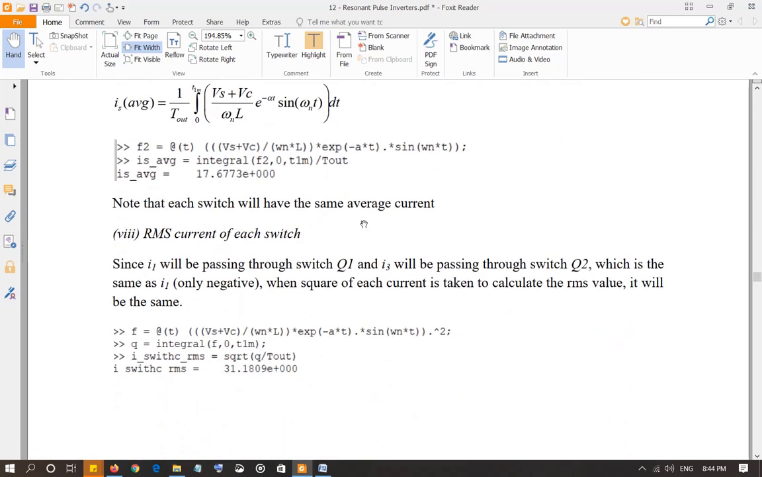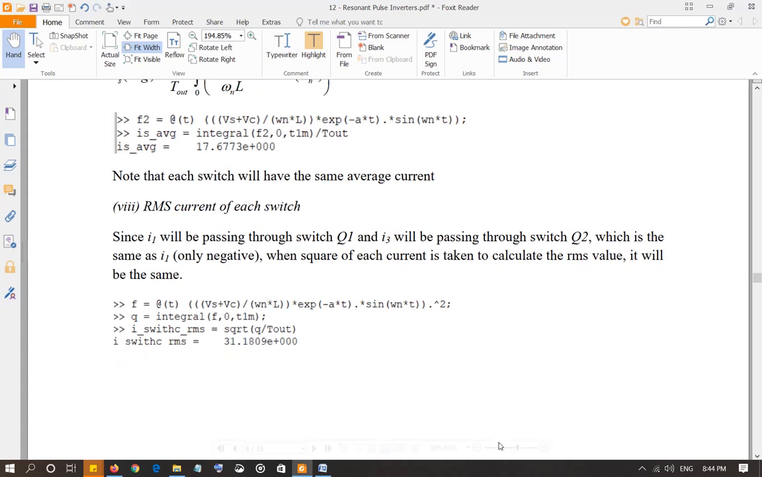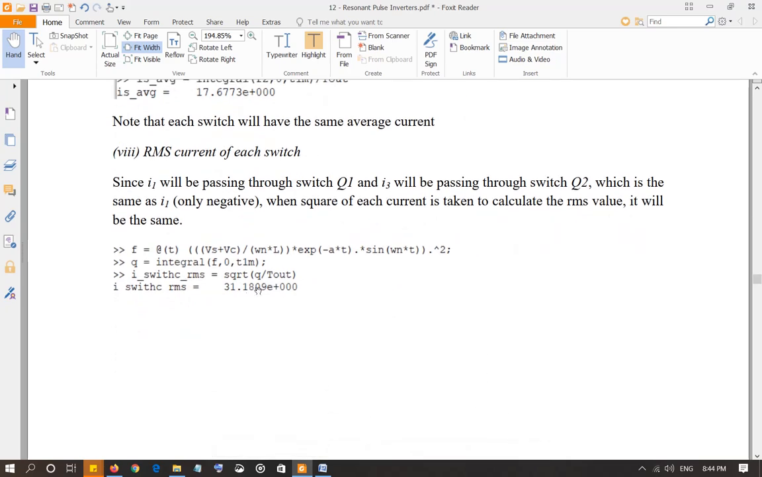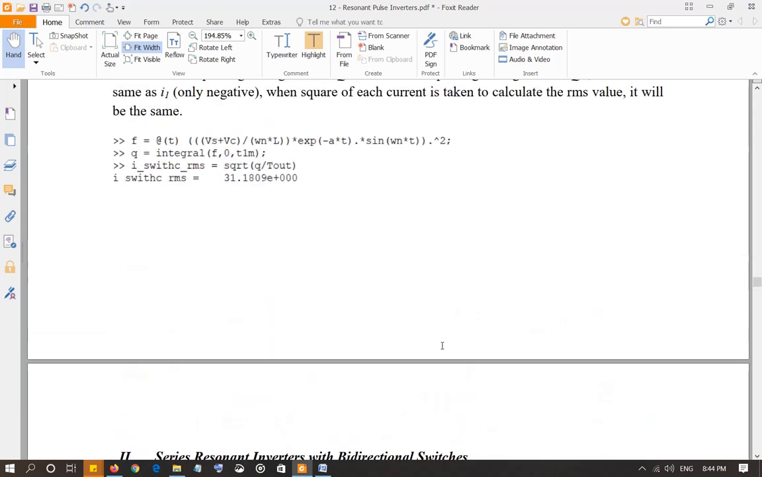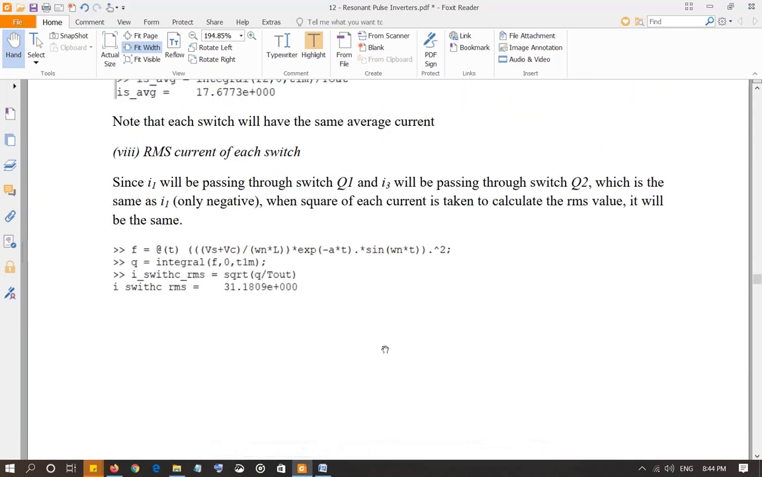RMS current of each switch. Again, this current is passing through each switch right here for the whole cycle. So we calculate the RMS current of each switch, which will be 31.1809, and that's the end of example number 1.